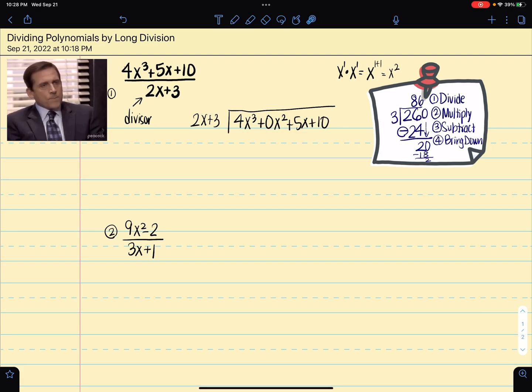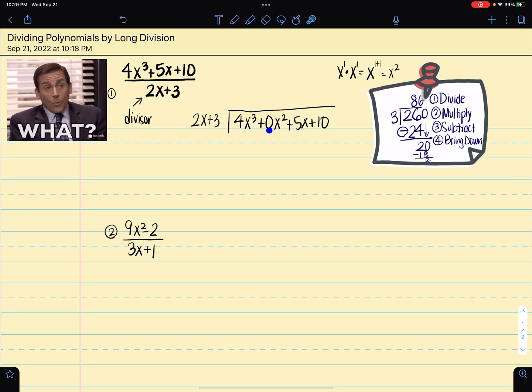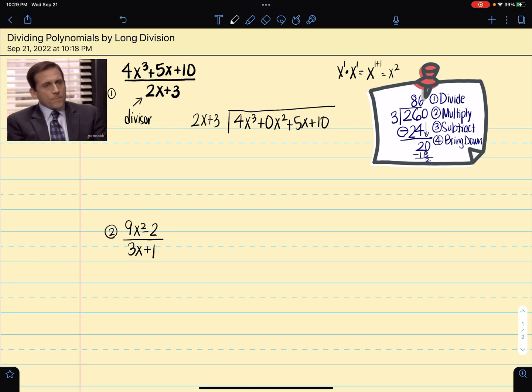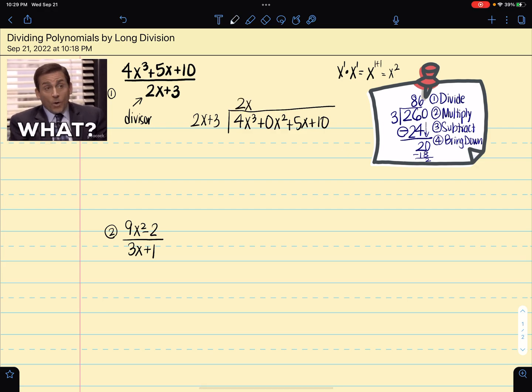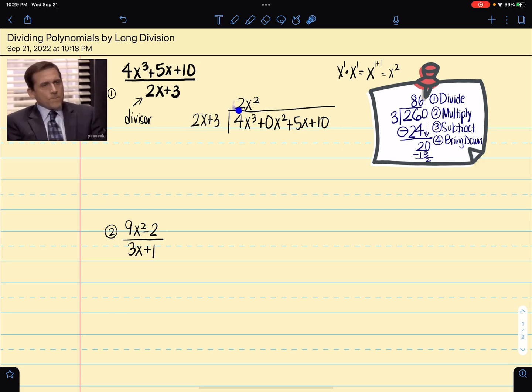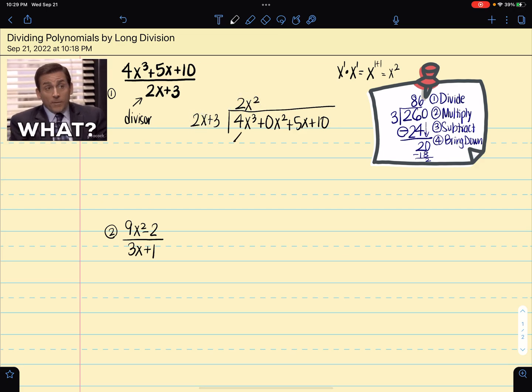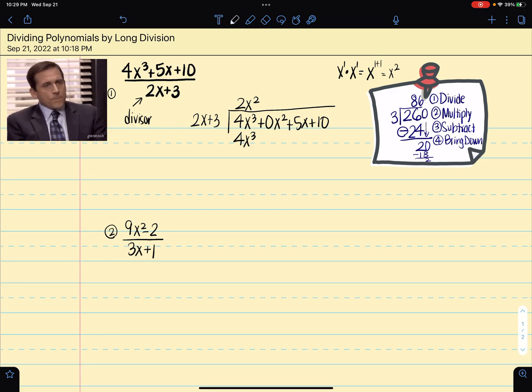So now if you look carefully, we have x to the third, x squared, x, and then the constant. So now we do the same thing we did before. So we have 2x times 2x squared. So let's continue what we did before. 2x times 2x squared is 4x to the 3. 3 times 2x squared is positive 6x squared.